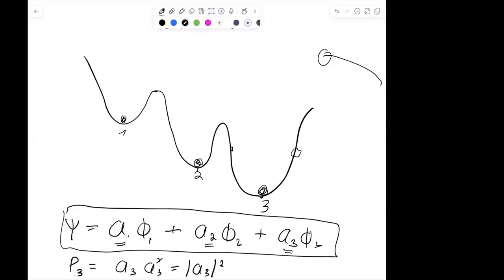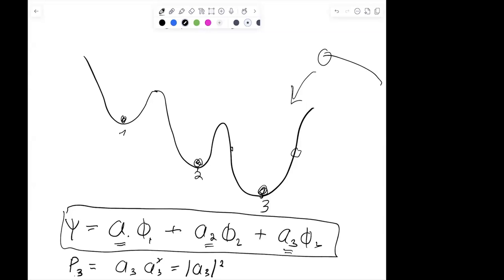Now, one should ask, how do you know what A1, A2, and A3 are? The answer is, this is where the physics comes into play. So if this ball flew in this area, there's a very good chance it will fall in 3. In this case, A3 will be bigger than A2 and A1. So the physics determines the sizes, the actual numbers A1, A2, and A3.